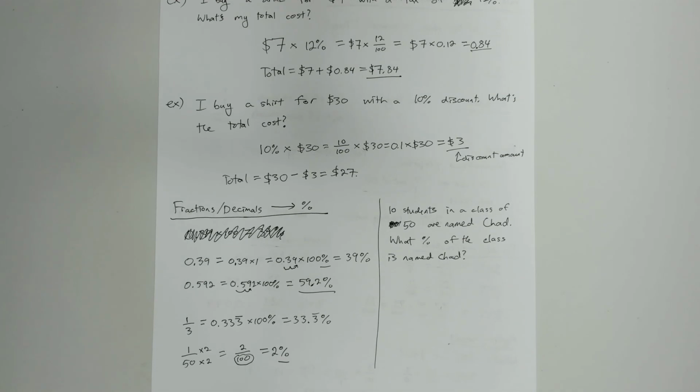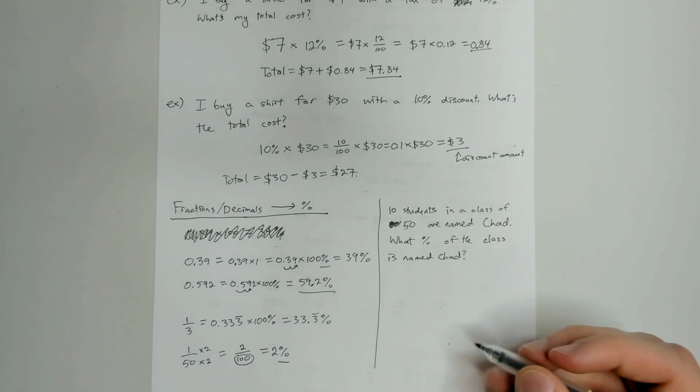And again, this is a meaningful thing because people in general, they understand what percents are. They know that 20% is low. They know that 70%, 80%, that's higher, right? So if we can convert this into a percentage, we can tell people what piece of the class is named Chad, and they can appreciate the size of that because they have a good understanding of what percentage means. It's from 0 to 100. So what percent of the class is named Chad?